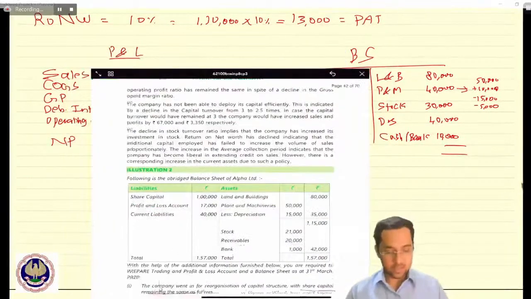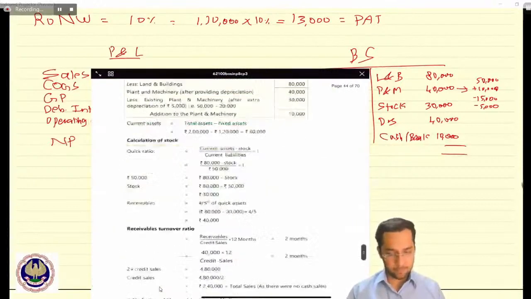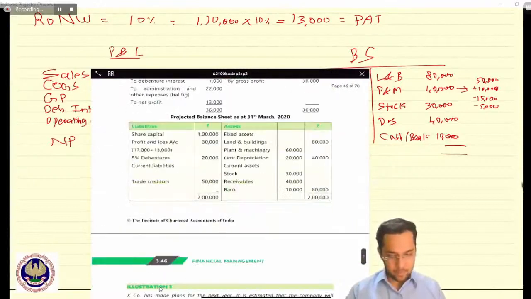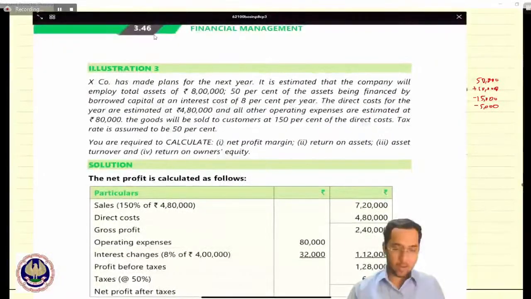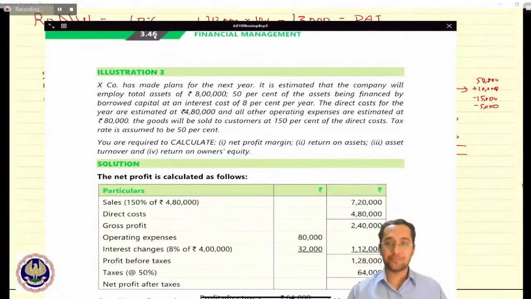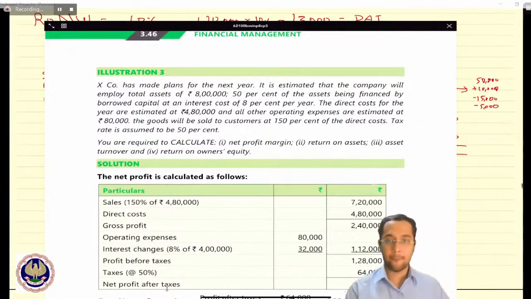Let us quickly go ahead with the next one now. Illustration number 3. I won't be solving this on the whiteboard. I'll be simply going through the solution.